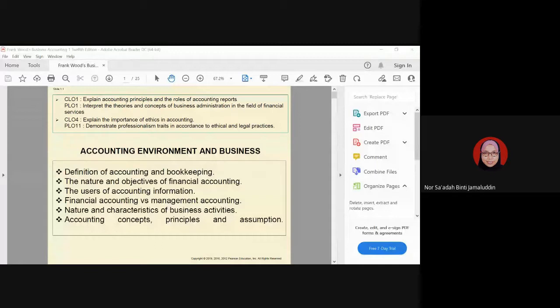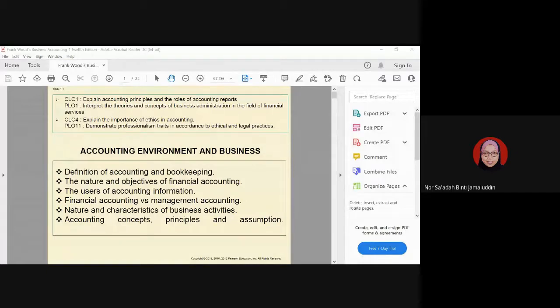Alright, we start on chapter 1. The course learning outcome that relates with chapter 1 is CLO number 1, which is explain accounting principles and the role of accounting reports. And the program learning outcome that relates to this chapter is also program learning outcome number 1, which is interpret the theories and concepts of business administration in the field of financial services.